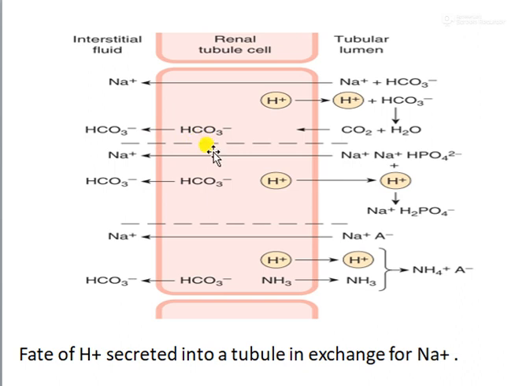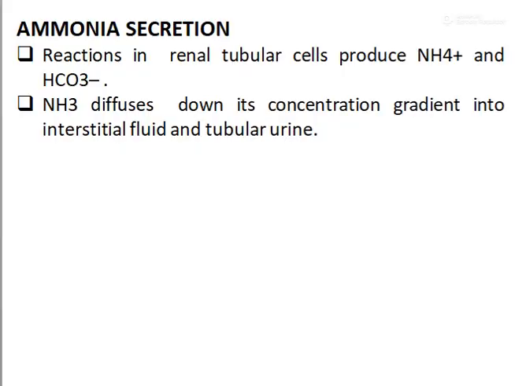Now this is the fate of the H+ in the tubule in exchange for Na+. This is the renal tubular cell. This is the tubular lumen in which H+ reacts with HCO3- ion, and H+ also reacts with HPO4, that is the dibasic phosphate, and H+ reacts with NH3 to form NH4+. Okay, it occurs either in PCT or DCT or in both, or in the collecting duct also.